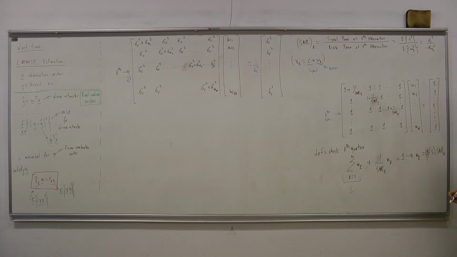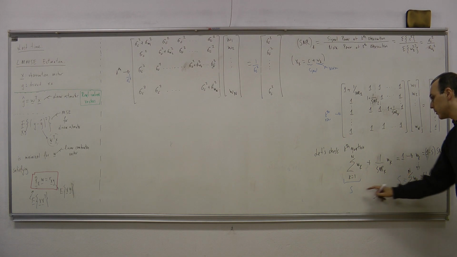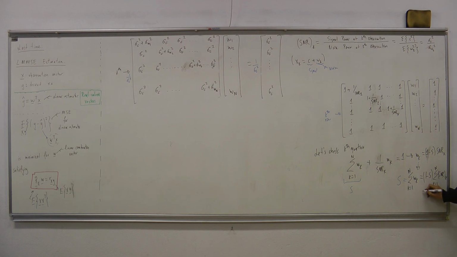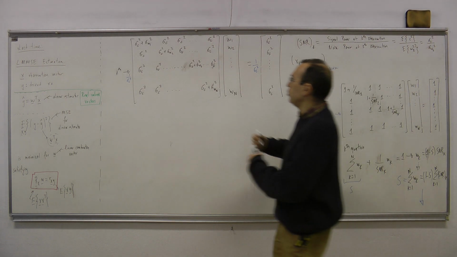Okay, then how can I solve for WKs? Well, if I sum up all of these W's, so what do I have? I have 1 minus S times the summation of SNR K. Am I right? If I sum all of them up. So why am I summing them up? Because previously I have called this sum as S. This is this S. Okay. Now I can solve for S, as you see.